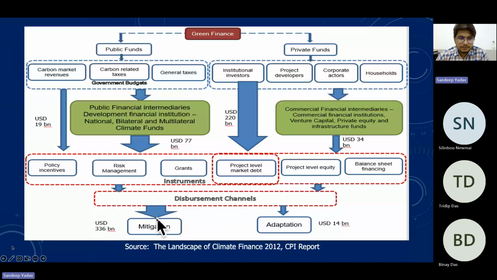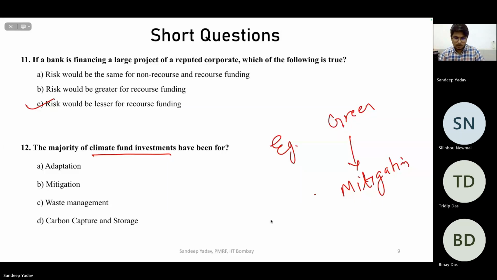So mitigation, if you see here, most of the green finance from public funds is taken for the mitigation purpose or climate-related. Carbon market revenues, carbon-related taxes or general taxes, public funds are mostly for policy initiatives or grants for the mitigation purpose only. On the other hand, private funds, which include institutional investors and project developers, are mainly for project-level debt markets or equity-level balanced financing. These are only for the adaptation purpose. So this is the mitigation.